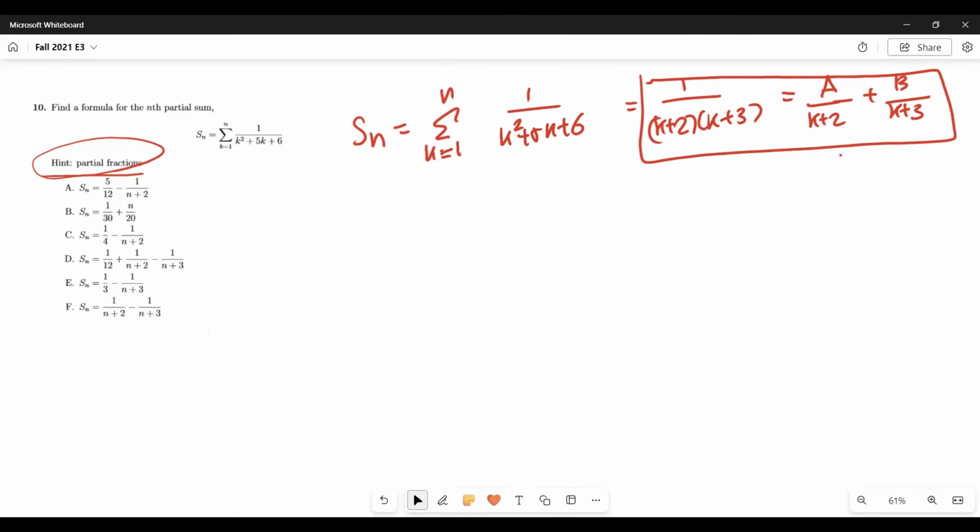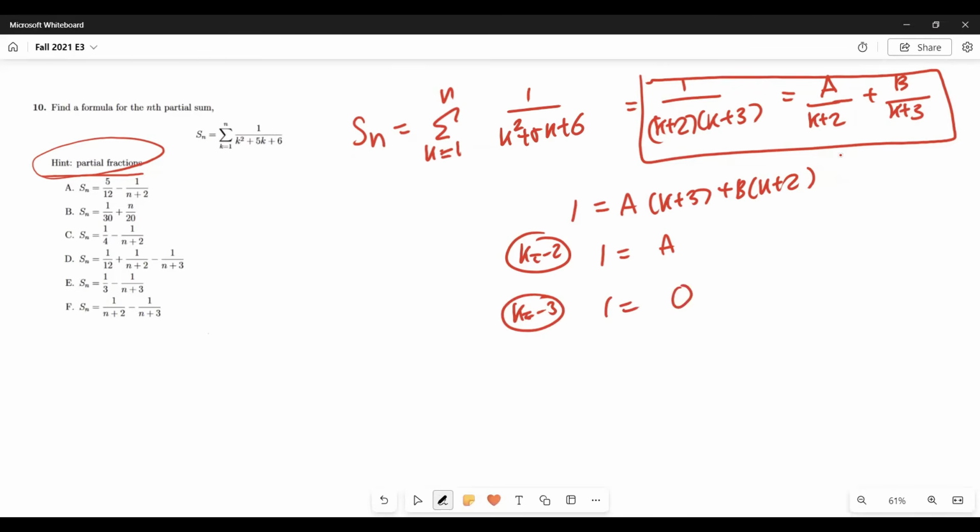So let's multiply (k plus 2)(k plus 3) on both sides to get the a and b values. This is going to be 1 equals a(k plus 3) plus b(k plus 2). Let's plug in k equals -2. So this becomes 1 equals a. Then k equals -3: 1 equals 0 minus b, so b equals -1. Some might wonder why we got 1 equals a: if I plug in k equals -2, this term just becomes 0. Same thing here, with k equals -3, this k plus 3 becomes 0, which is why you get b equals -1. So a is 1 and b is -1.